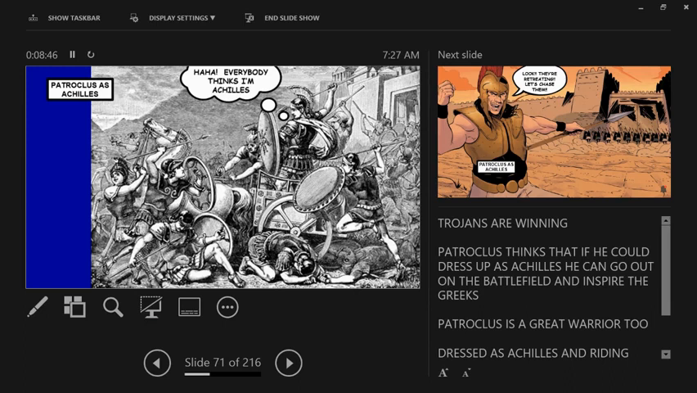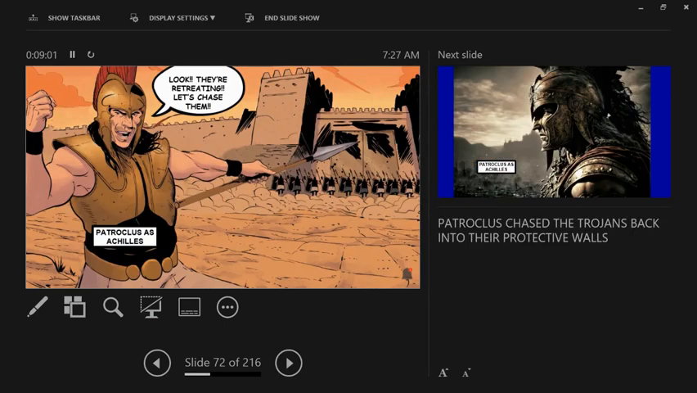And at first, the Trojans are scared. They look out and see, "Oh crap, Achilles is back on the battlefield." So for a while, he is really hurting the Trojans. In fact, his ruse, his trickery, making the Trojans think that Achilles is back on the field, makes them run and hide. And so they go back into the walls of Troy.